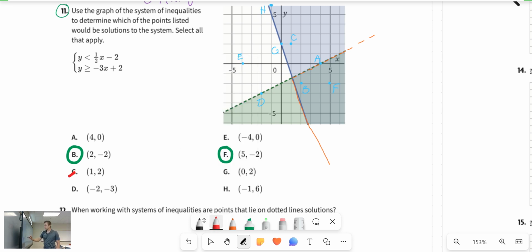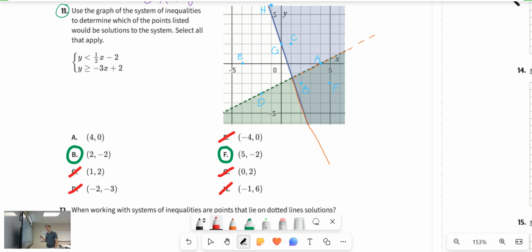Now, we definitely know that C and D and E and G and H don't work. There's no question. D does not satisfy the blue. E does not satisfy either one. G only satisfies the blue. C only satisfies the blue. The only questionable one is A.